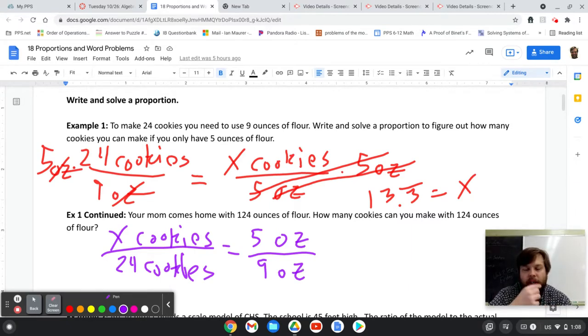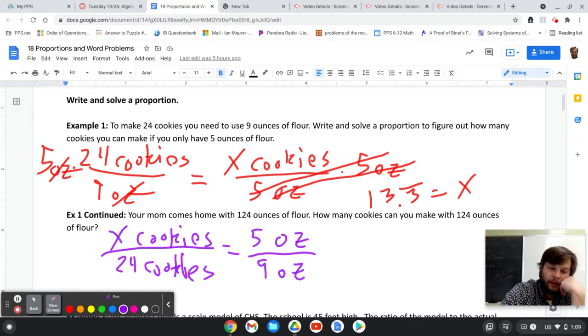But I want you to notice that the matching things are still on the top and on the bottom. In the red example, cookies were on top and ounces were on bottom. In the purple example, we have our 5-ounce batch on top, cookies and ounces, and our 9-ounce batch on the bottom. And so either way, you're still comparing things that are the same type of thing on the top to the bottom.